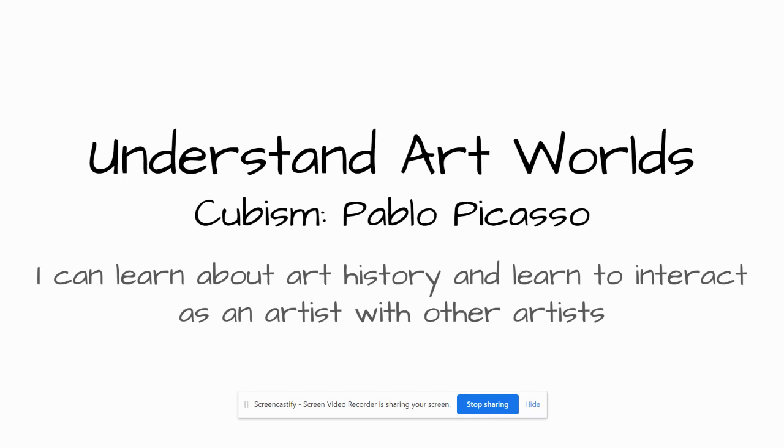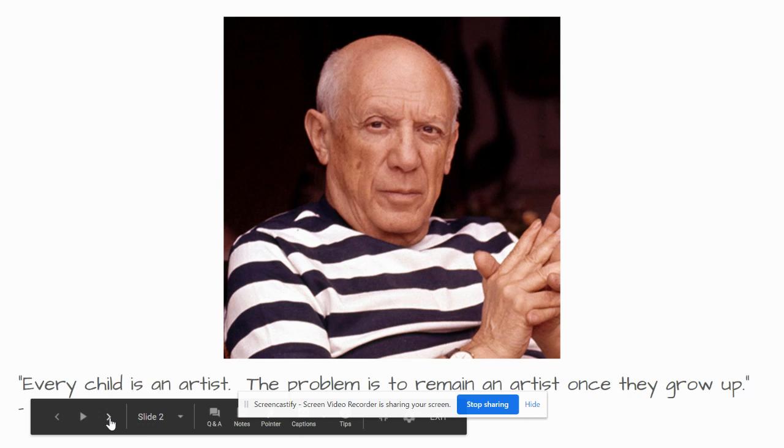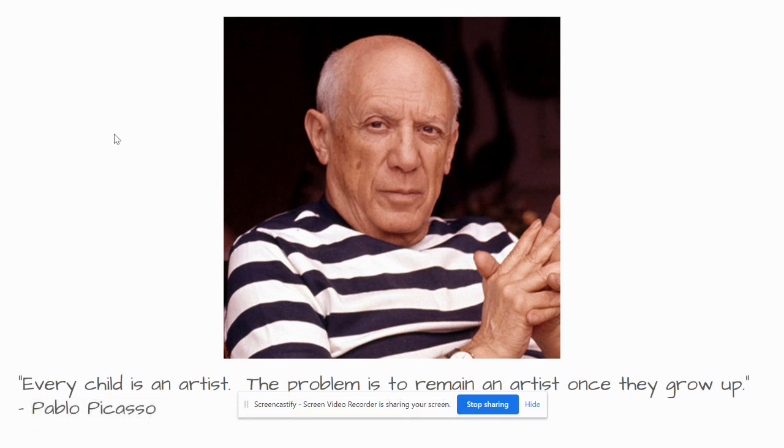We are focusing still on our studio habit of mind of understanding art worlds. And today we'll be discussing Cubism, which is a style of art, and the artist Pablo Picasso, one of the most famous artists in the world to date. He's a Spanish artist. He's known for saying, one of his most famous quotes is, "Every child is an artist. The problem is to remain an artist once they grow up."